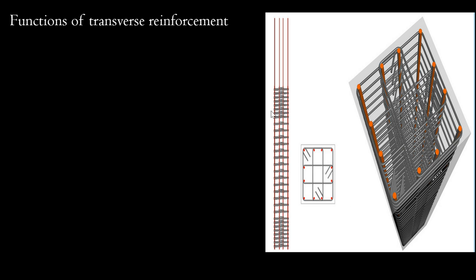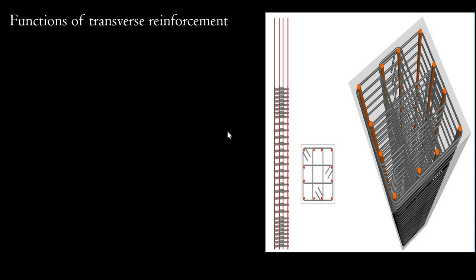Functions of transverse reinforcement, you can see here. This is your longitudinal reinforcement, and we will provide reinforcement in the form of rings, and this is called transverse reinforcement. If you see the longitudinal section, you can see like this. This is a cross section, and this is a 3D view. These orange colors are your main reinforcement or longitudinal reinforcement, and this one constitutes your transverse reinforcement.